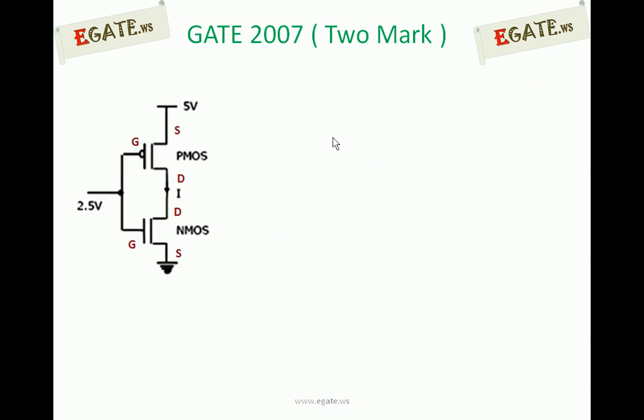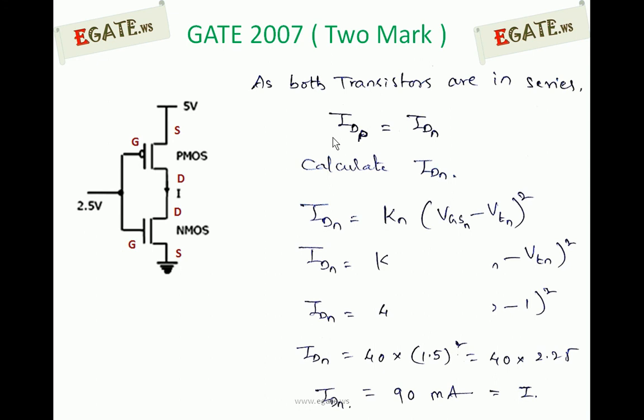Now, as both transistors are in series, the same current flows from source to drain and drain to source of NMOS as well as PMOS. So IDP is equal to IDN. The current flowing through PMOS is the same as the current flowing through NMOS. You can calculate drain current using the saturation region equation, which can be used for either PMOS or NMOS to get the value. Here we will calculate using NMOS.